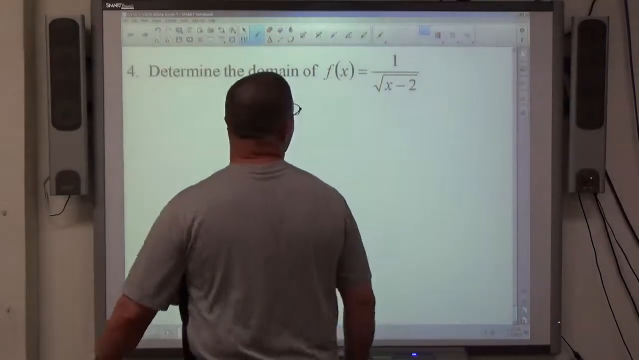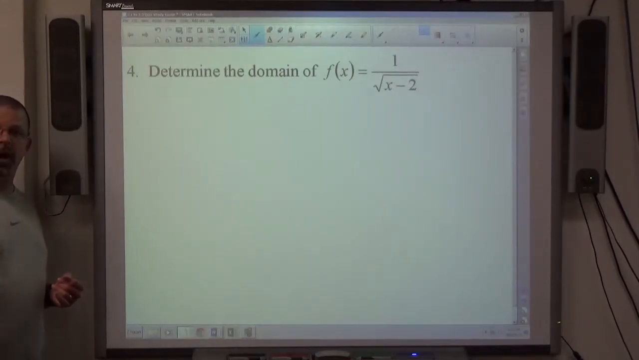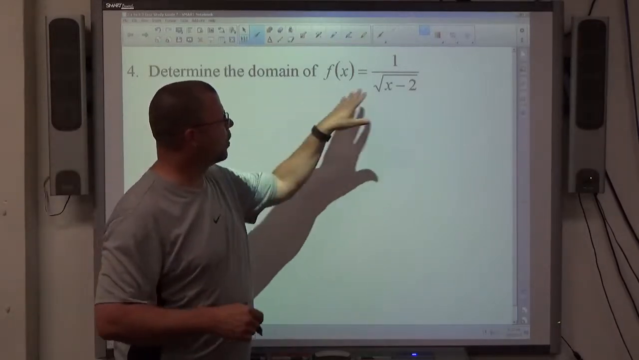Number 4, determine domain of f of x equals that. Now, domain, the 2 restrictions we dealt with in this class have been rational functions, division by 0 is not allowed. Radical functions, you can't take the square root of a negative number. Okay, this has both issues. We have division by x, we also have a radical.